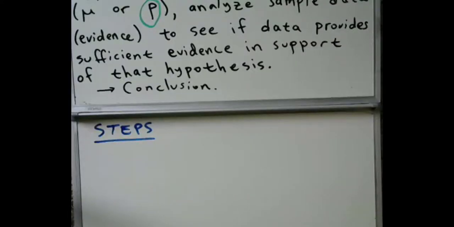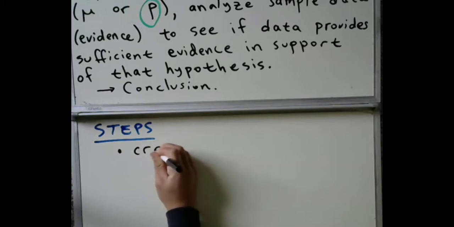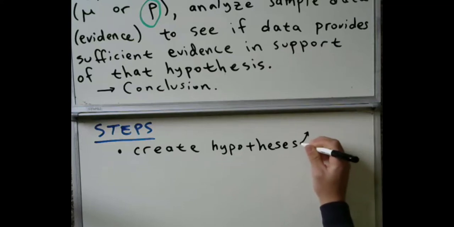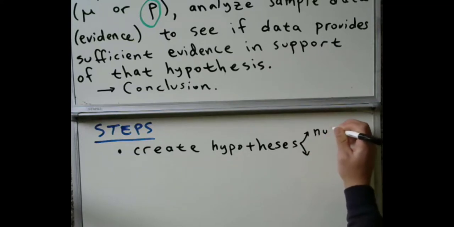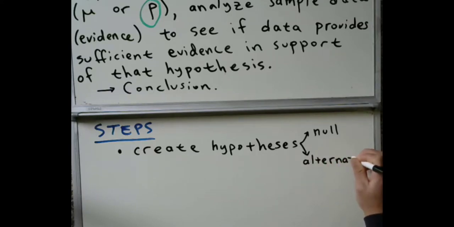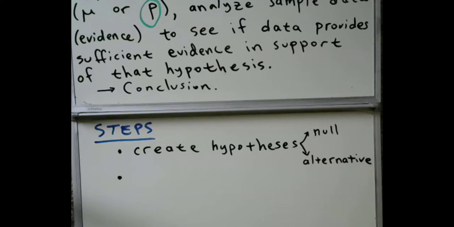Let's look at the steps for a hypothesis test in general. The first step is to create the hypotheses. Now, I wrote plural here because there's actually two hypotheses. There's what's called a null hypothesis and an alternative, and we will dive into those in the next video. The next step after establishing the hypothesis would be to collect data. We're not going to do data collection in our class, but we would need to perform some sort of computation to assess the strength of that data in support of those hypotheses.